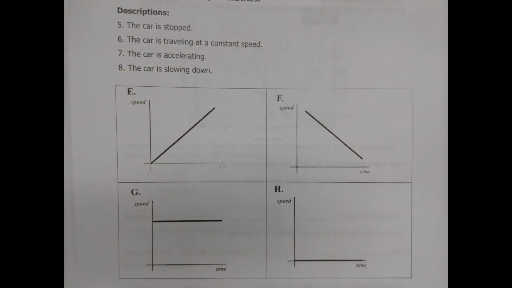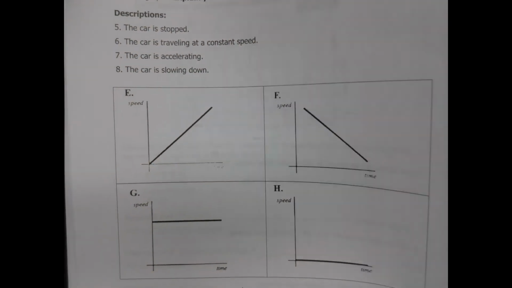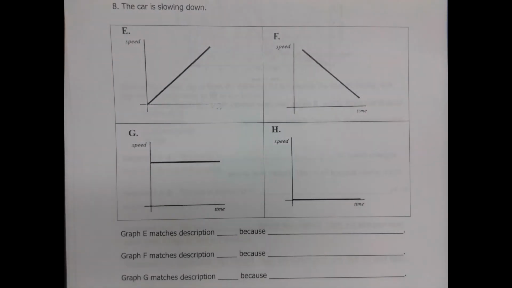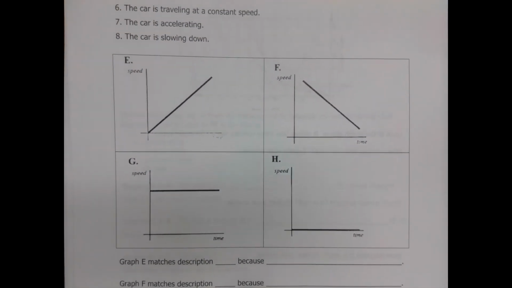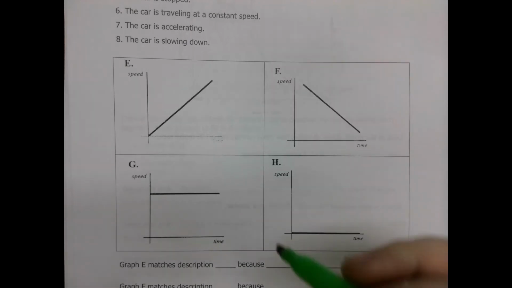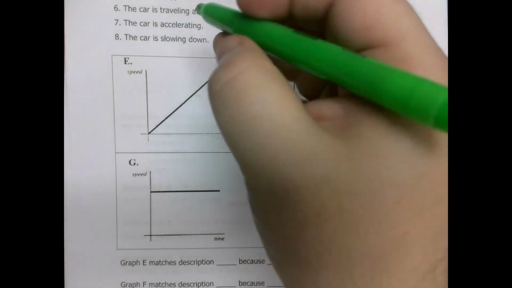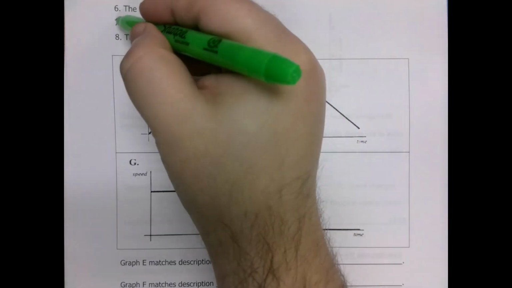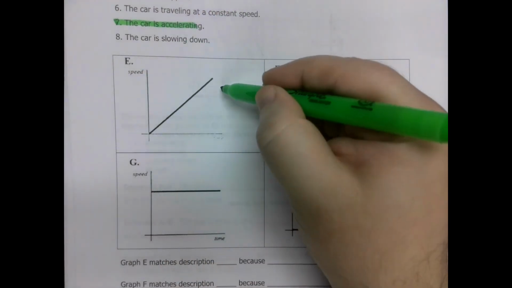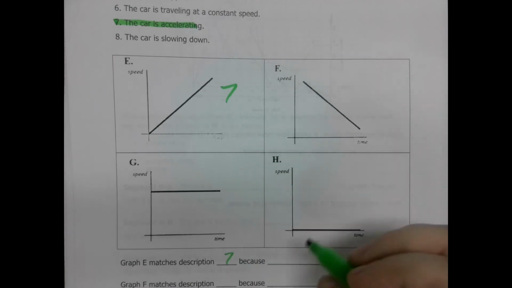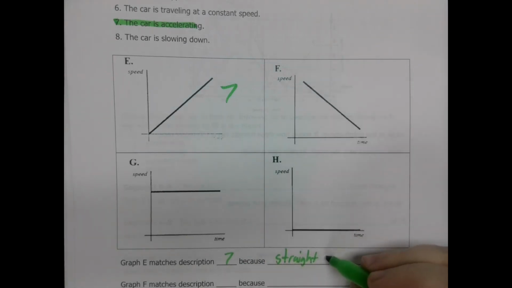Alright, so let's look at these. Which one does E correspond to? So traveling at a constant speed is which one? Which number? 7. Okay. So you said second. So the car is accelerating. It's because it's a straight, positively sloped line.